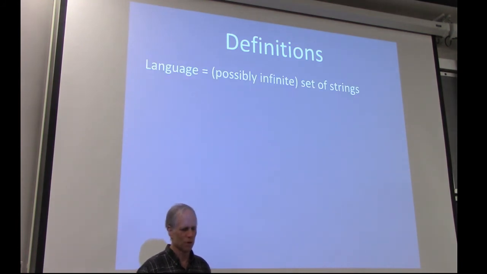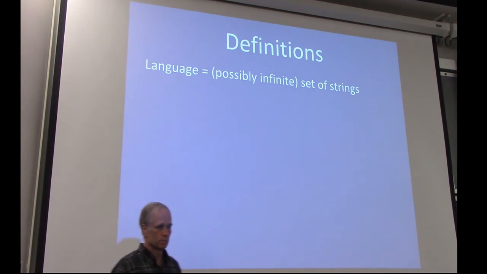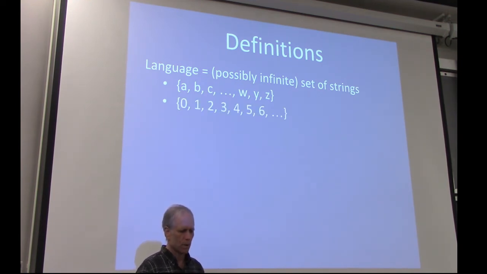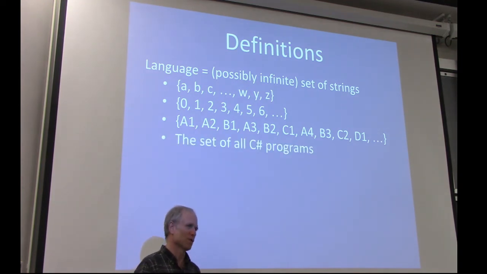So first, some definitions. I'm going to call a language a set of strings, possibly infinite. So for example, lowercase letters is a language. There are 26 strings in that language. There's an infinite language, non-negative integer numerals. What would you call that language? Spreadsheet cell names. Sure, that's a language. The set of all C# programs is a language.